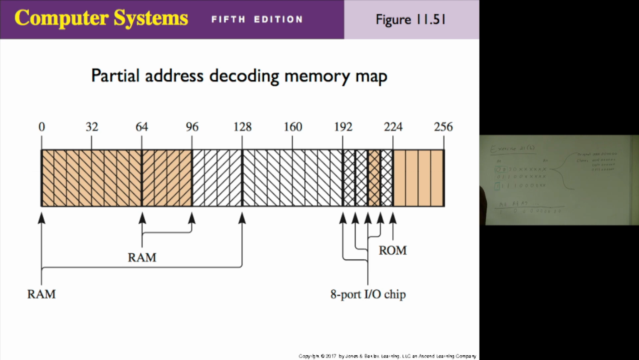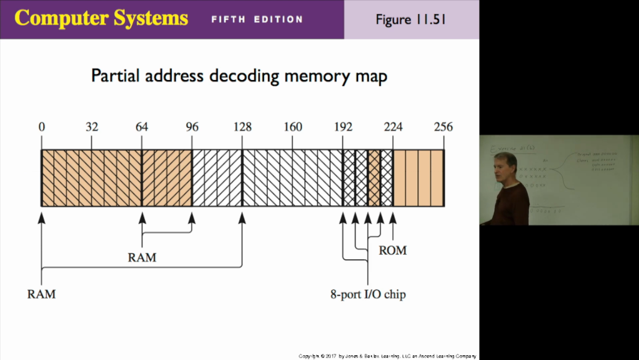Whereas with this one, the I/O chip was in the middle. It was this blue shaded one, and the cross-hatched ones are where the clones were. And there was just one ROM at the end that didn't have any clones.